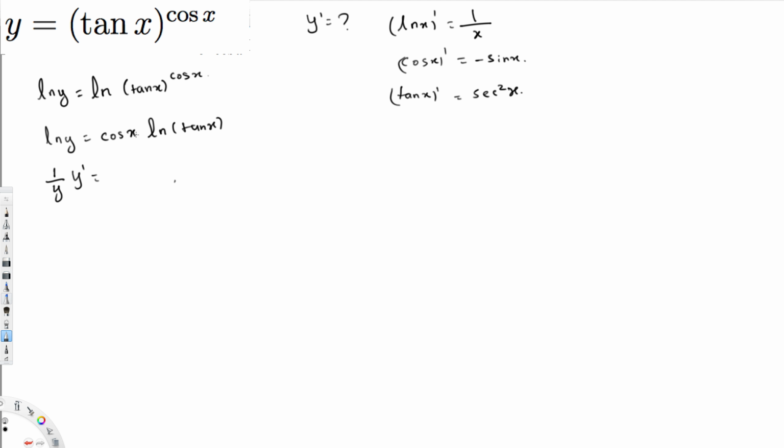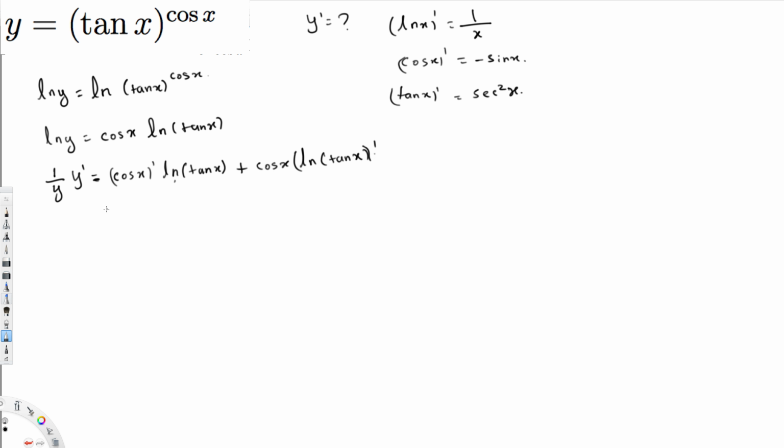Then since these two are multiplying each other, I have to use the product rule. According to the product rule, first we find the derivative of the first one and the other one remains the same, then plus the derivative of the other one and the first remains the same. So it's going to be cos x prime times ln tan x, plus cos x times ln tan x whole prime.